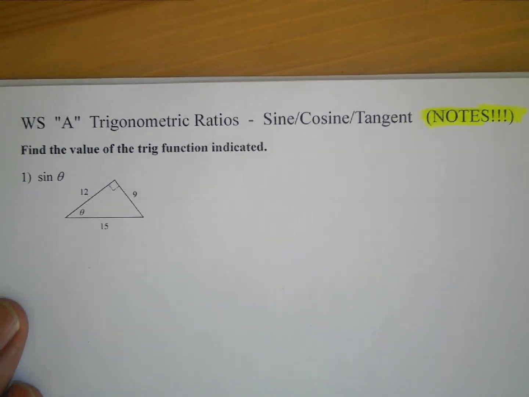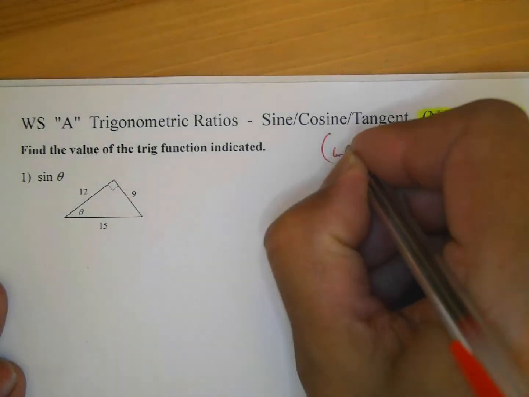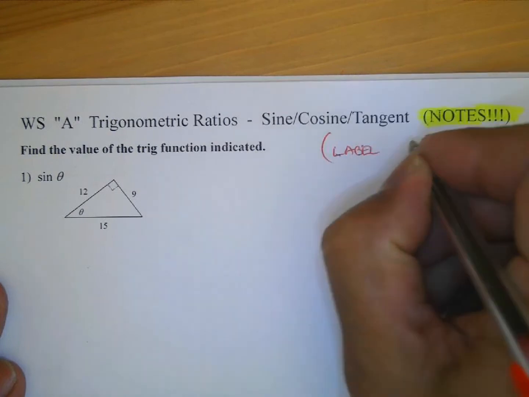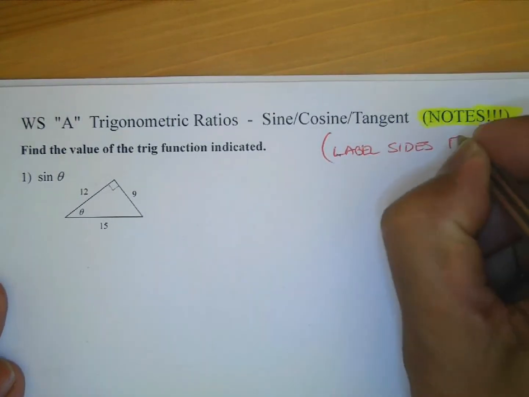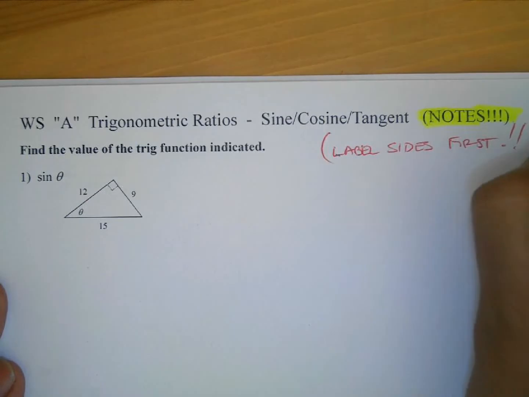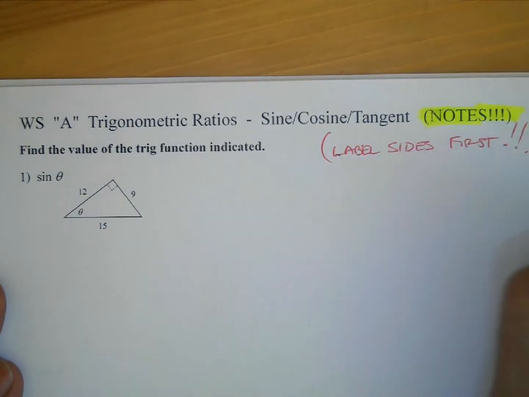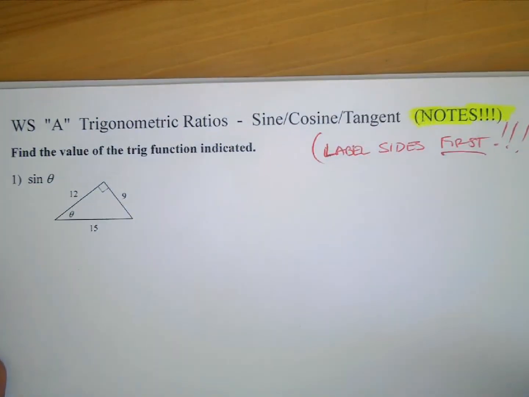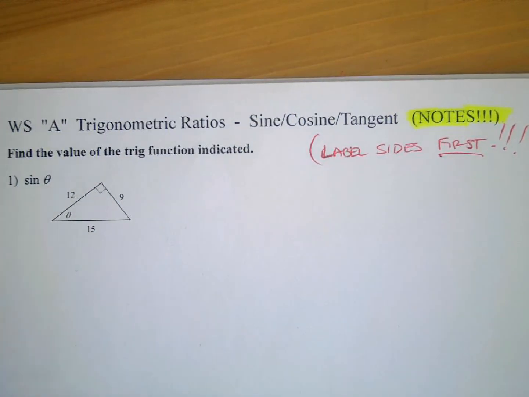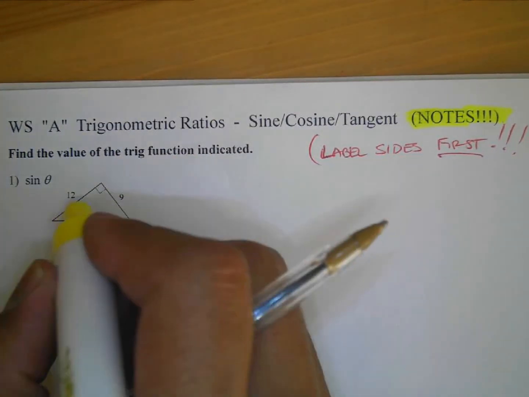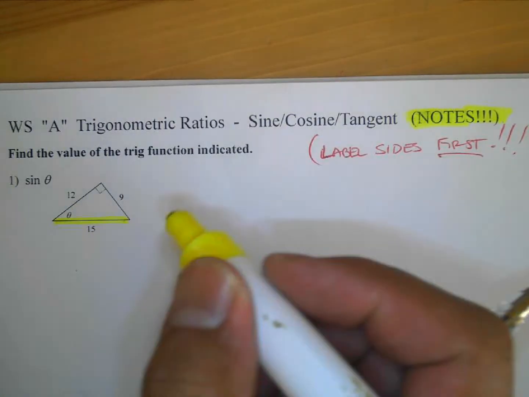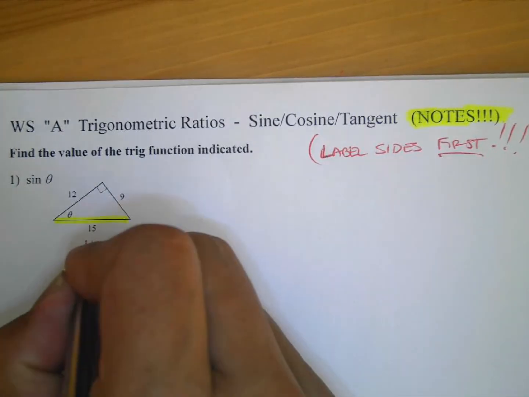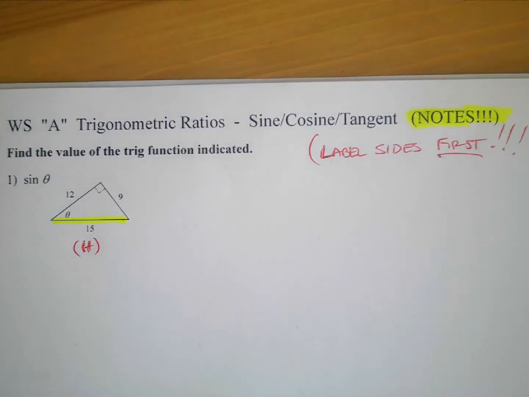Remember, we gotta label the H, right? You gotta label the sides first. Which sides? Well, start with the hypotenuse side. First one you're going to identify as a hypotenuse side. That's this one over here, right? That's your H. Here's my H.